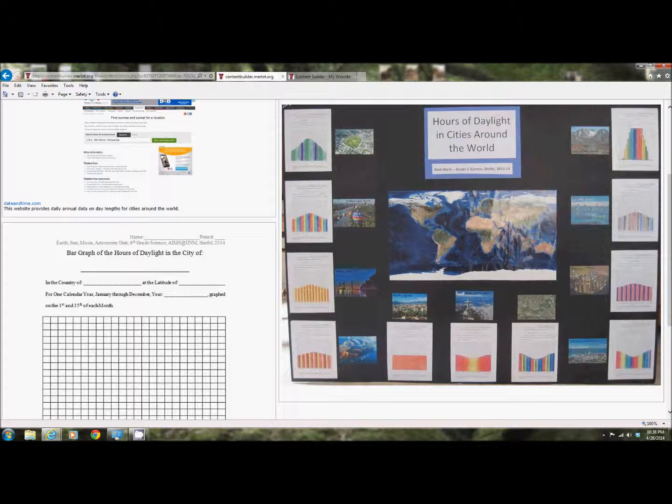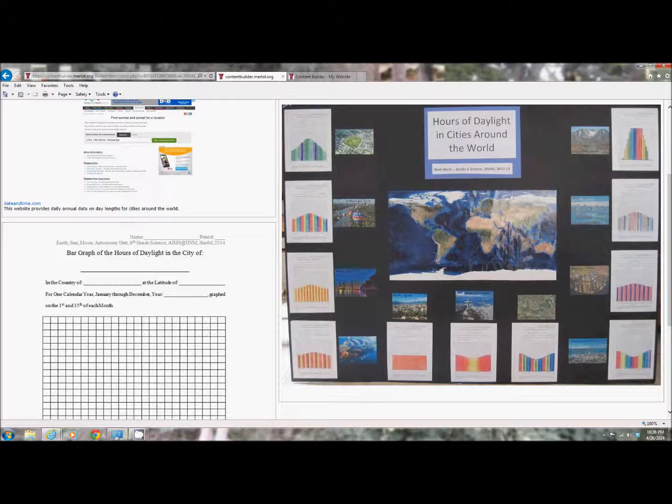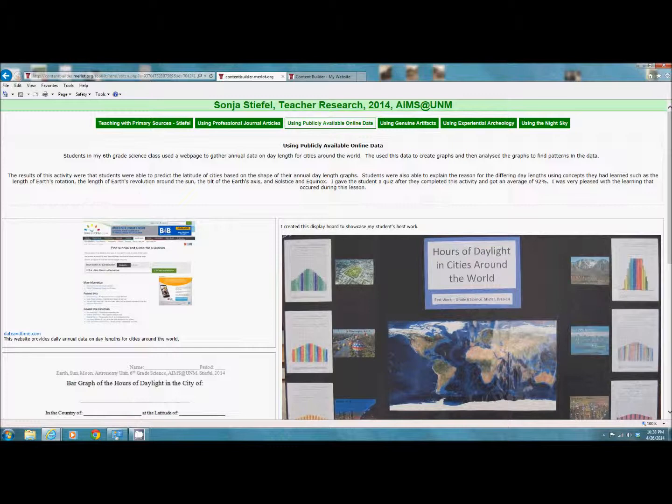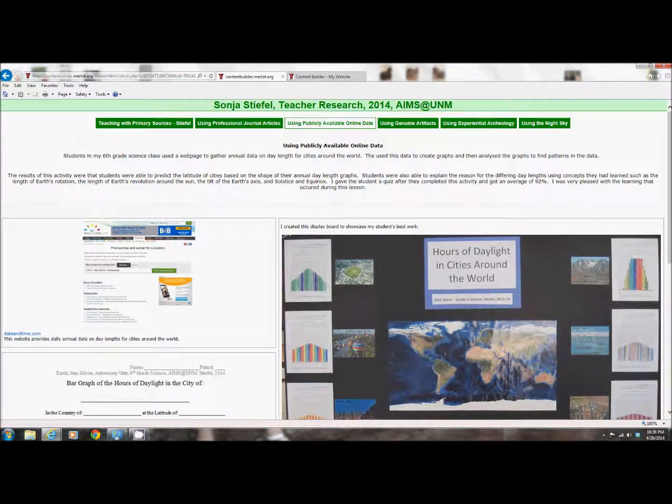So they looked at the trends on the graph and were able to understand and explain the shapes of the graphs and what they meant. I'm not going to go into that because of lack of time, but I gave them a quiz to see if they understood, and they scored an average of a 92%. So I was quite pleased with their performance and their learning on this activity.